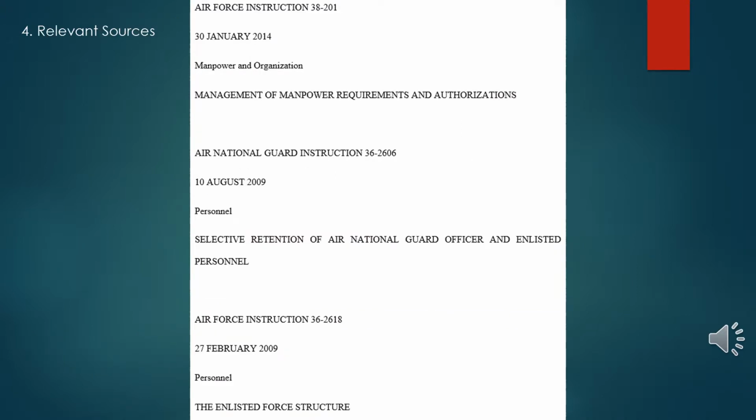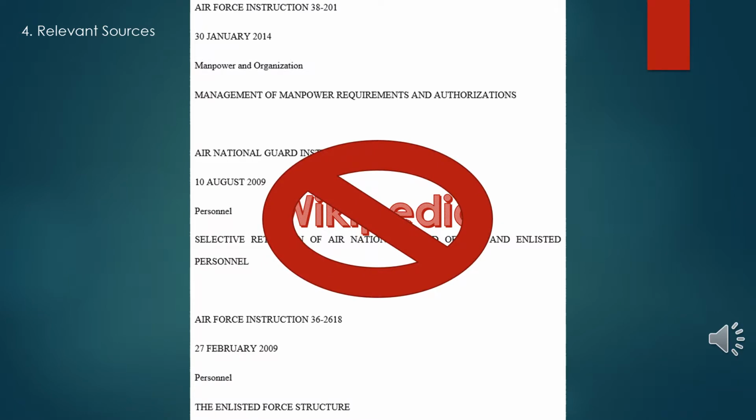Relevant sources. Regarding my previously mentioned paper, which was about manpower resources in the Air National Guard, these references are appropriate and relevant. They come from the Air Force and the Air National Guard. Wikipedia might be a good starting place, but it is not a good reference.